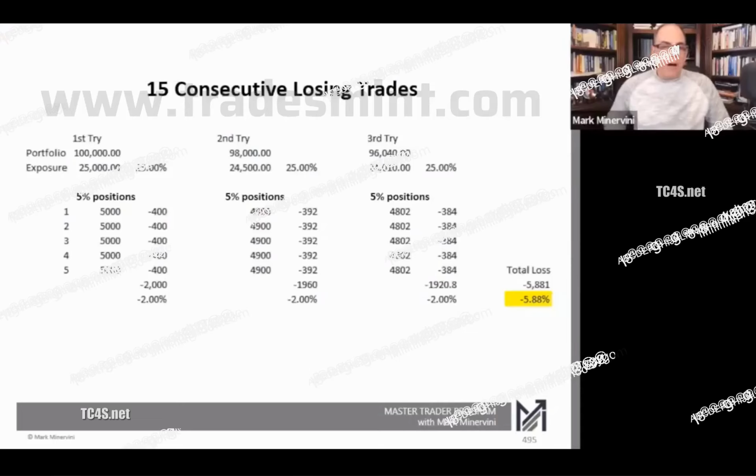If you're stopping out, this is 15 losses in a row, and you're keeping the risk to a fraction of total equity, you can lose 15, 20 trades in a row and might lose 5, 6, 7%, which is very recoverable. And this is without using any progressive exposure. This is staying at the same size and keeping that 25% position size.